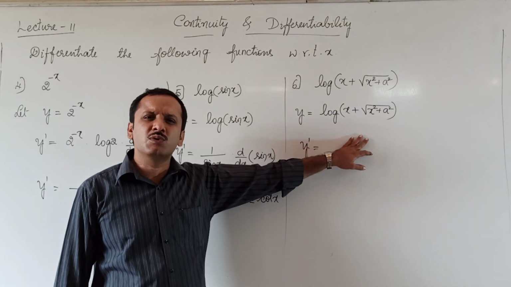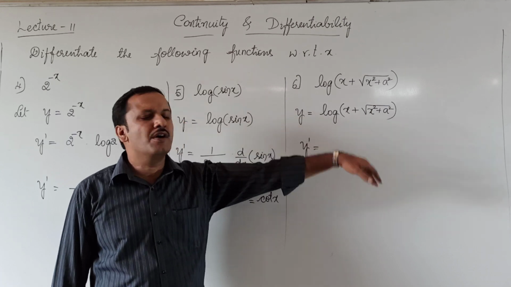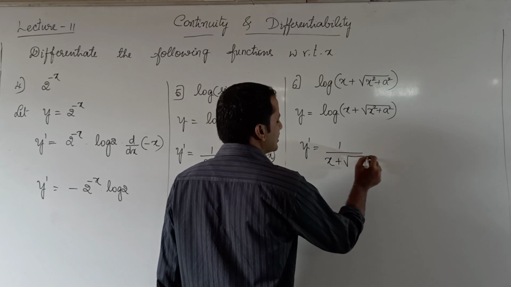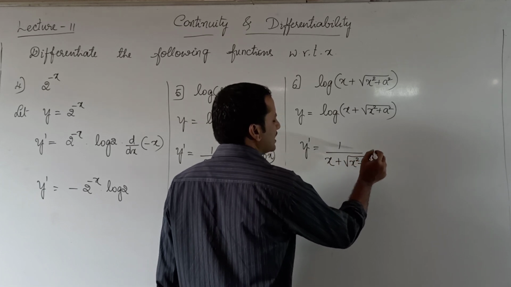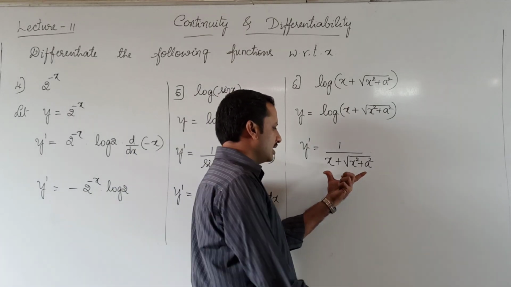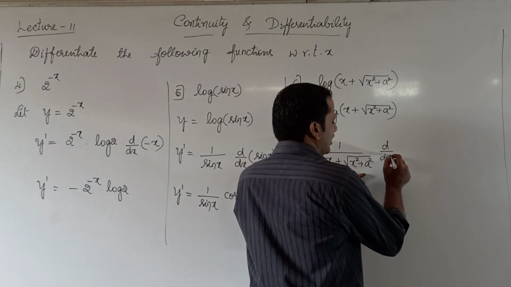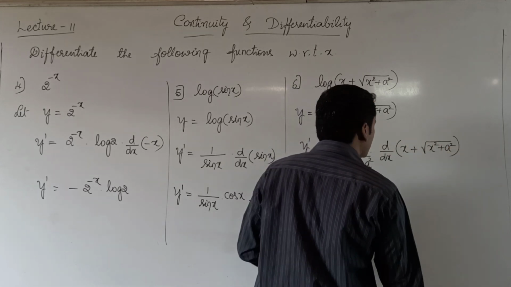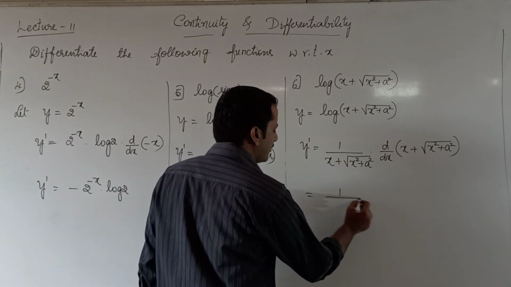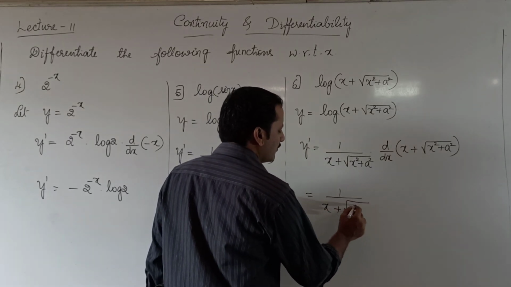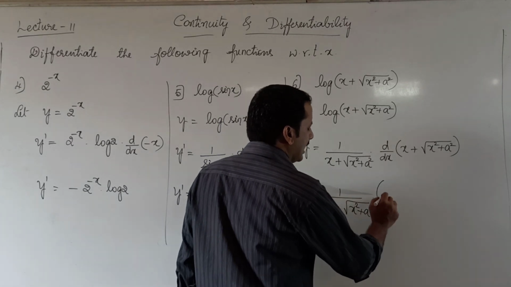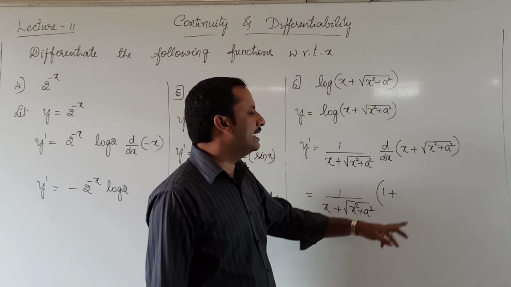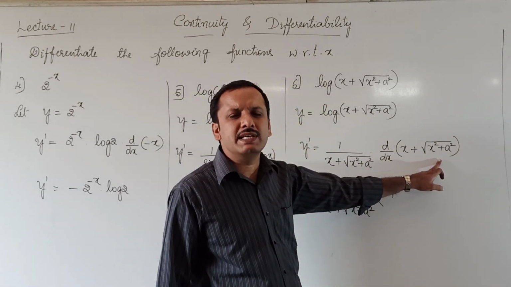Derivative of log x is 1 by x. So derivative of log of x plus root x square plus a square will be 1 by x plus root of x square plus a square into what next? Now the derivative of this into d by dx of x plus root of x square plus a square. That's equal to 1 by x plus root of x square plus a square into the derivative of x, which is 1, plus the derivative of root x square plus a square.